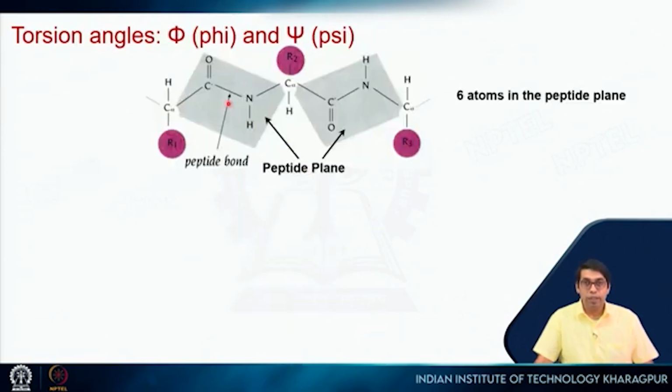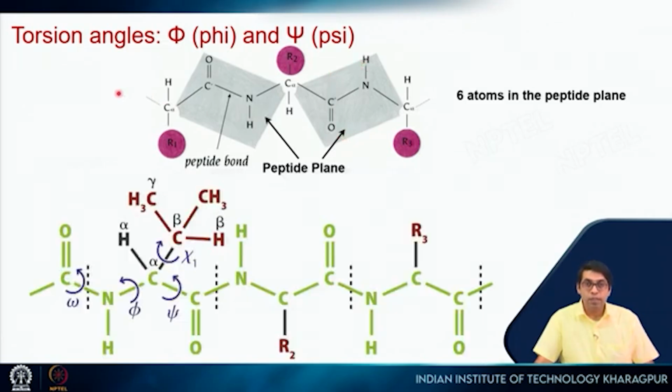So again, if we look at a polypeptide chain, so this is one amino acid. It is connected to one amino acid here and another amino acid here. So this peptide bond will form one peptide plane, and this peptide bond will form another peptide plane. And just a reminder that there are 6 atoms in the peptide plane. So these 6 atoms are the C alpha, carbonyl carbon, carbonyl oxygen, nitrogen, another C alpha of the next amino acid, and the hydrogen. So together they form this peptide plane.